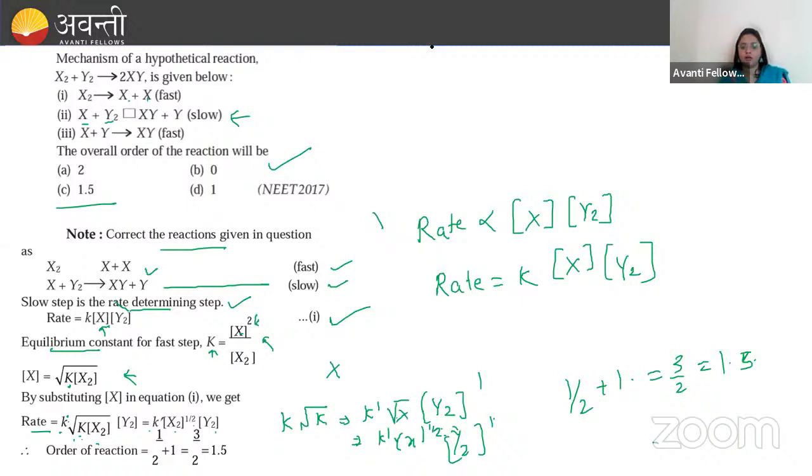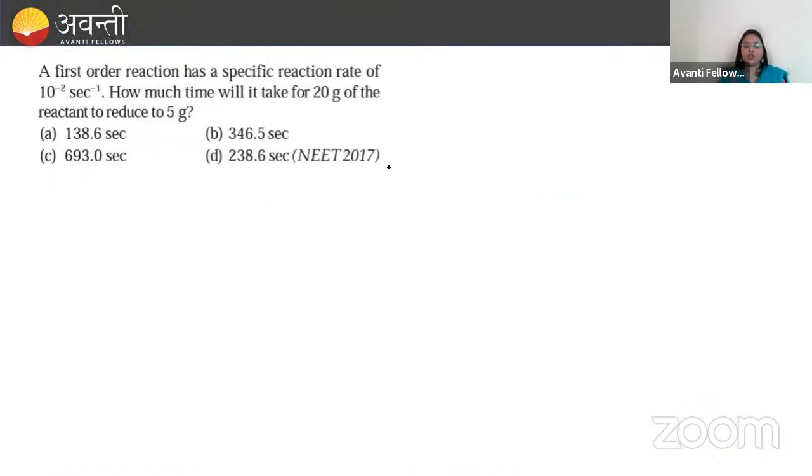Understood? Okay. Next problem. First order reaction has a specific rate of, हमको रेट दिया हुआ है, how much time will it take for 20 gram to reduce to 5 gram. तो first of all आपको पता है अभी इक्वेशन कौन सा है? Tell me the answer. ABCD. Put all the values in the equation. K is equal to 2.303 divided by T log of initial concentration to the final concentration. Put the values. Tell me the answer.